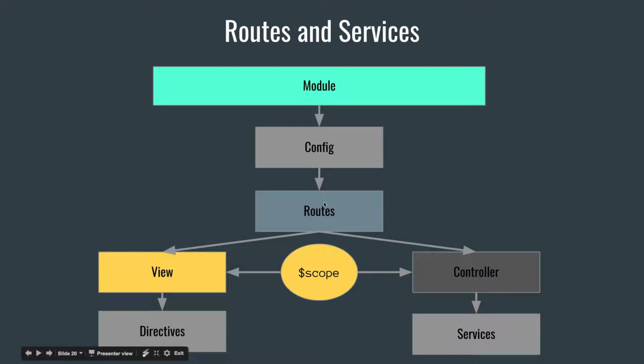Now, a route matches a URL to a view and a controller. So when the URL changes, it decides to put in a specific view or a specific controller.